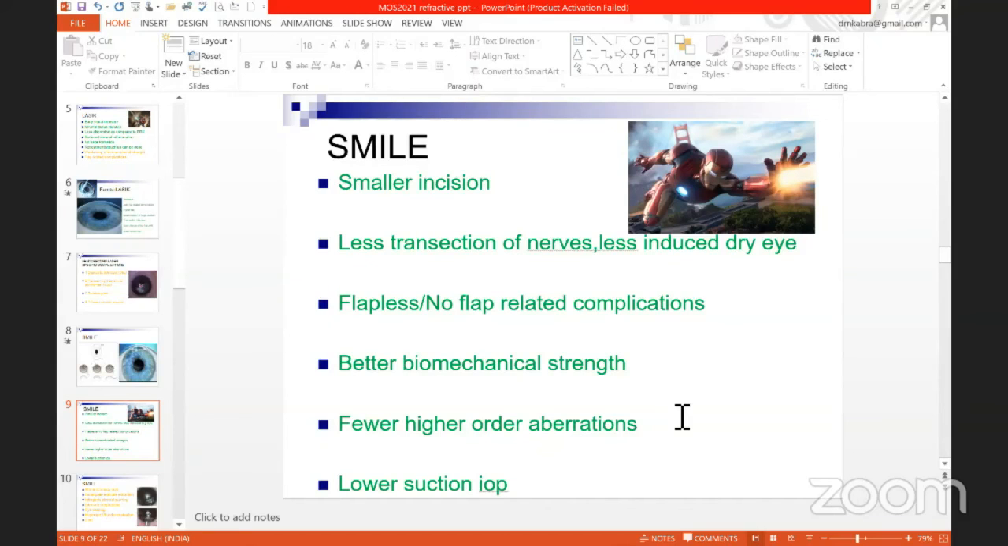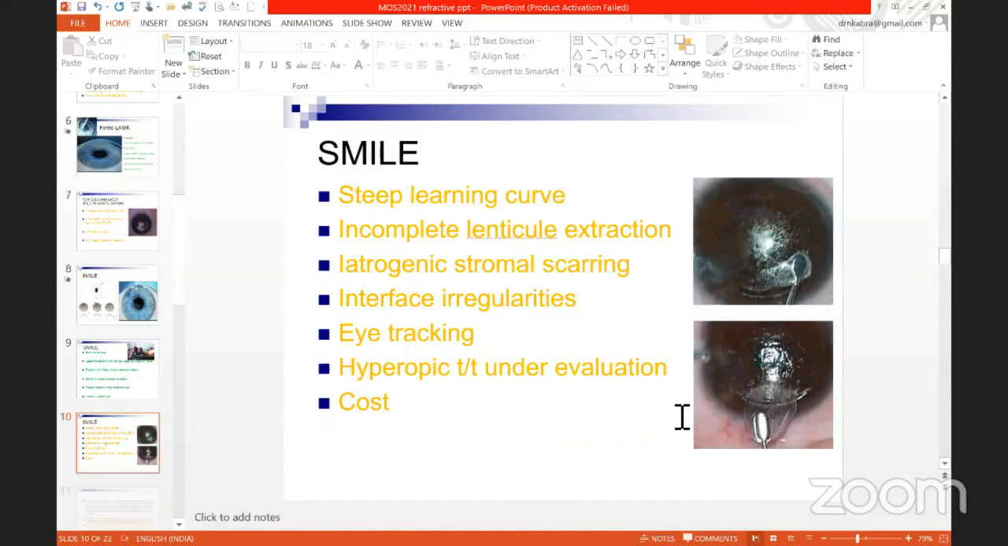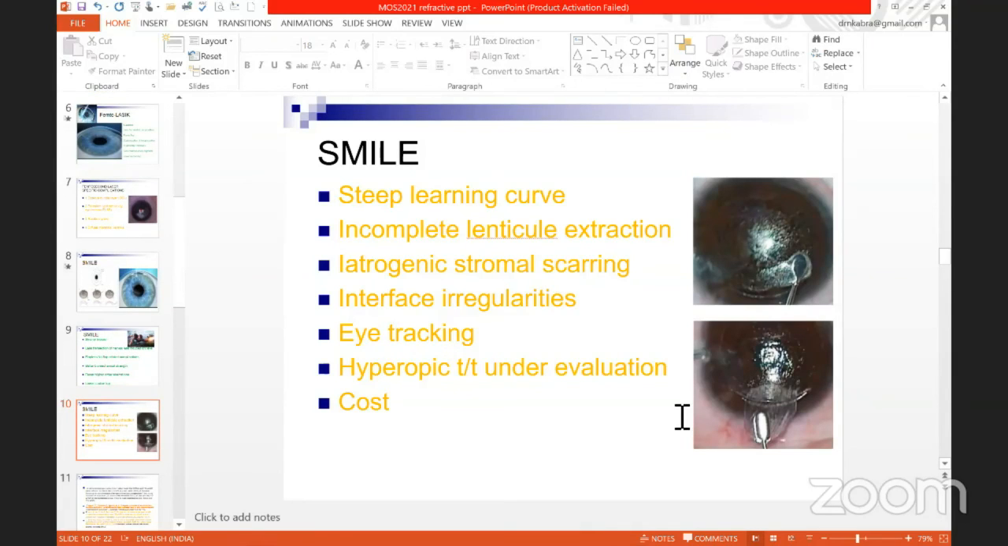So what are cons of SMILE? It has steep learning curve. It comes with unique set of its complication again. There can be incomplete lenticule extraction, retained fragments, iatrogenic stromal scarring, especially for the learners, interface irregularities, and cyclotorsion compensation is a limitation. And hyperopic treatment is still under evaluation. So at the moment, only myopia and astigmatism can be treated. And very important, cost, which is an important factor as far as developing country is considered.